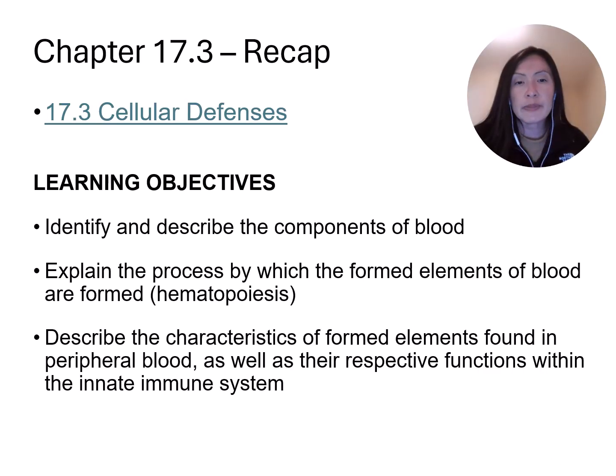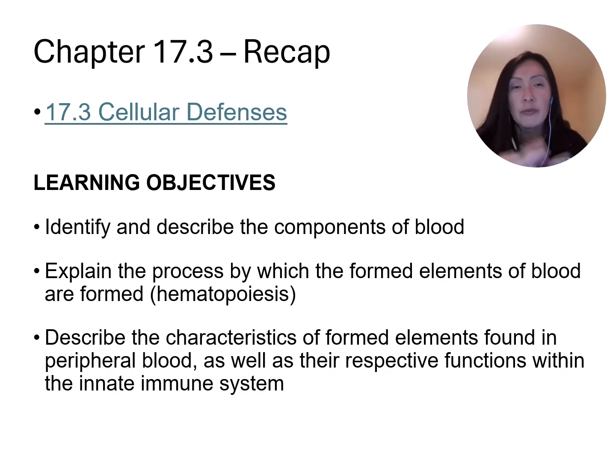All right, let's recap 17.3. The first learning objective asks, identify and describe the components of blood. So blood has two major components. We have the plasma, or the fluid portion, which is mostly water, proteins, electrolytes, nutrients, and chemical mediators like complement proteins and the acute phase proteins that we saw in section 17.2.